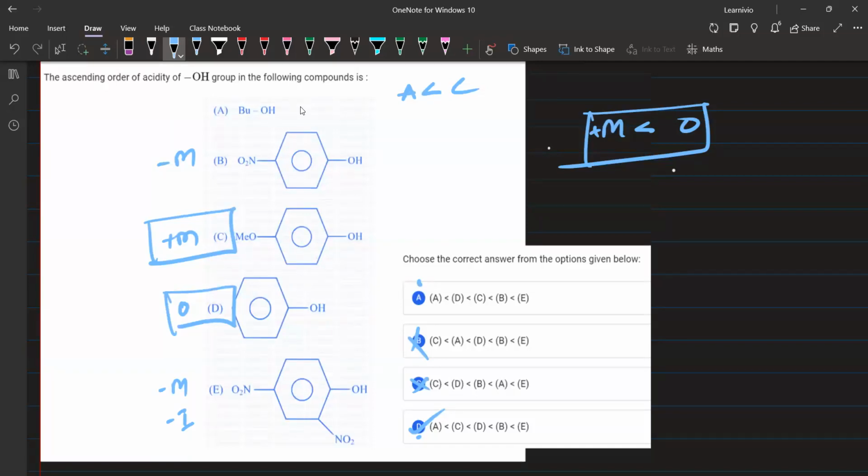Okay, so this is how you have to do. I mean, these are the things that you have already done in the board examinations.